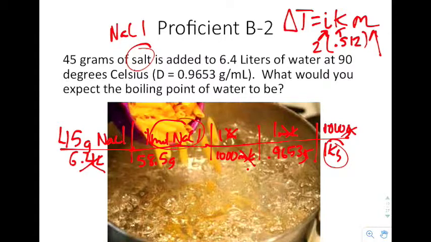If you were to take this and multiply it out, you get a number of about 0.125. So that right there is the molality of this particular substance. So we have the van't Hoff factor, the constant, the molality. So you take 2 times 0.512 times 0.125, and you get a very, very small boiling point elevation of about 0.128, which means that the boiling point of this solution would be about 100.128.